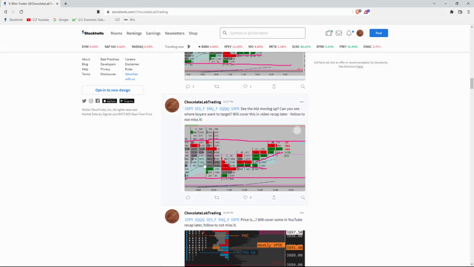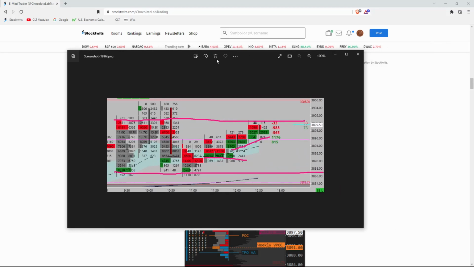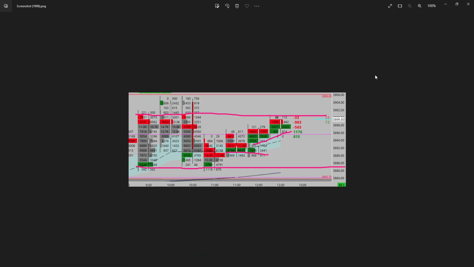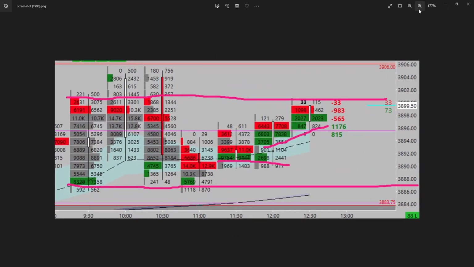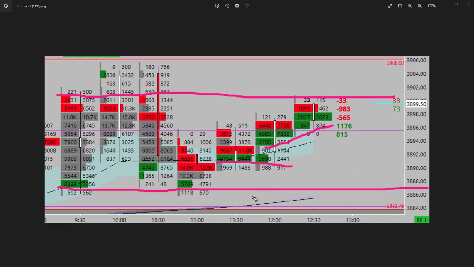Alright, so now this is getting into my second trade of the day. I said, see the bid moving up. This was in live time. Before I actually entered, I said, can you see where buyers want to target? Alright. If you were a buyer and you wanted price to continue up, what do you want? Well, first you want to support where there's an active bid. Check.